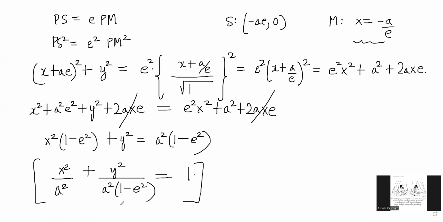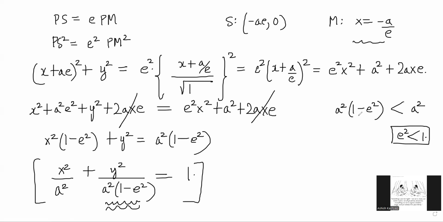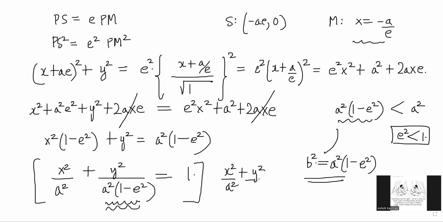And in this equation, a square into (1 minus e square) is a constant that is less than a square because we know that e square is less than 1. So we call this constant b square. So we have b square is equal to a square into (1 minus e square). And we get the equation x squared by a square plus y squared by b square is equal to 1. This becomes your standard equation of the ellipse.